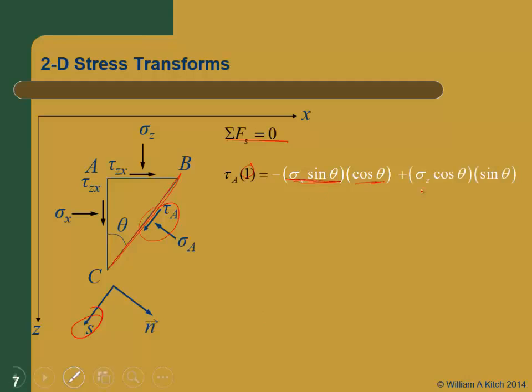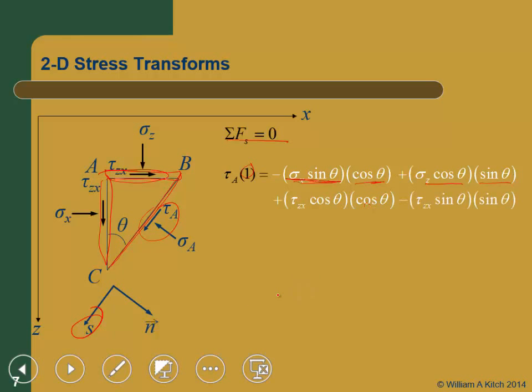And similarly, sigma z acts along a length. This length here was cosine, but the directional component is opposite in the S direction, so that becomes sine. And then I have the same thing with tau. I got tau zx times cosine, that's this one. Whoops, that's this one, sorry. And that direction is cosine. And then I've got the other tau zx component, and that one is going to be sine times sine.